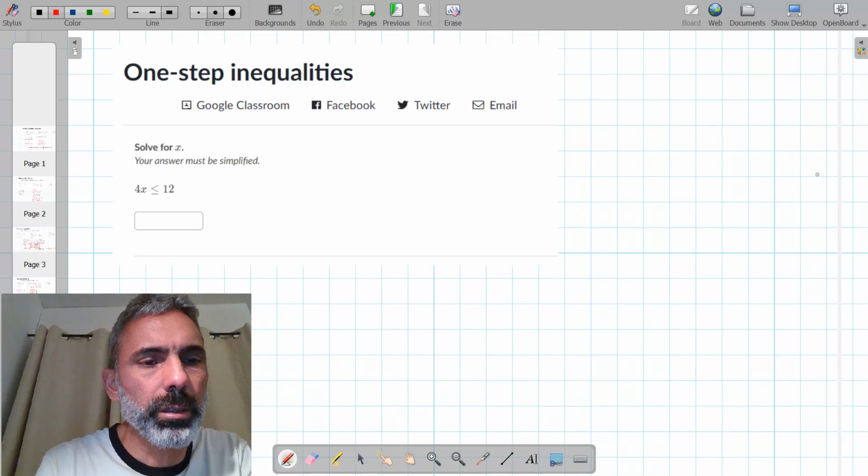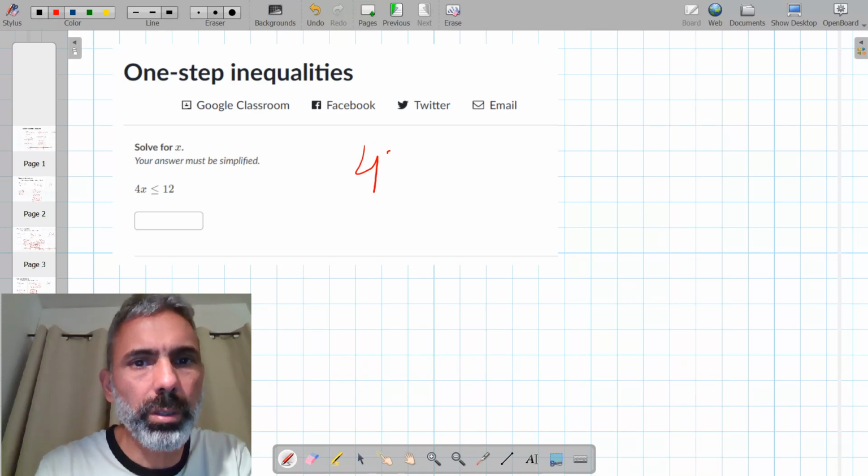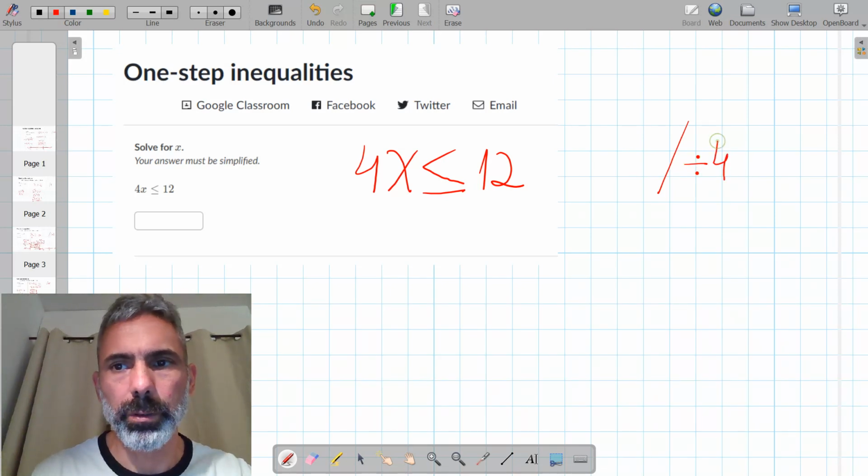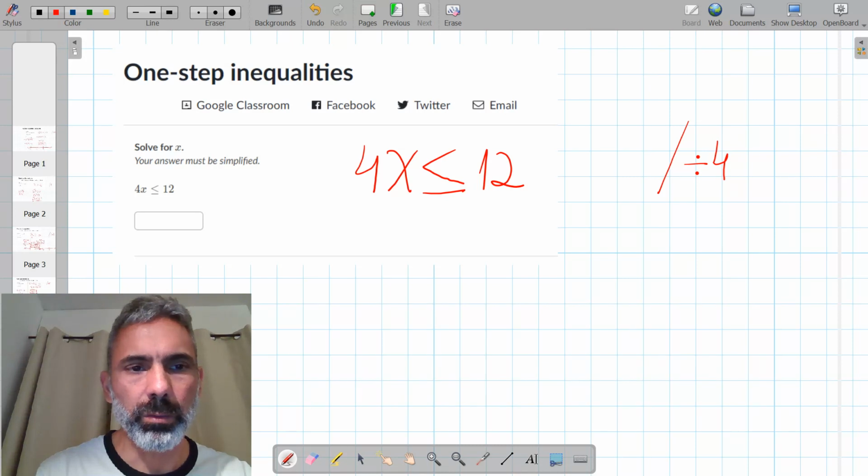Solve for x. So the inequality says 4x is less than or equal to 12. To isolate the x, we need to divide both sides of the inequality by 4. So on the left hand side, when I divide both sides by 4, I'm left with x.